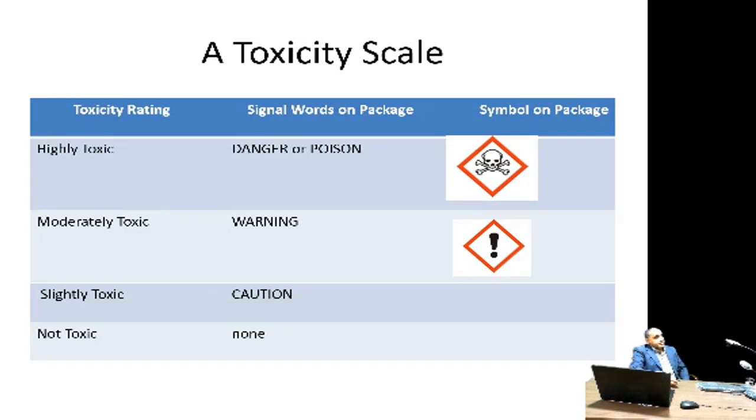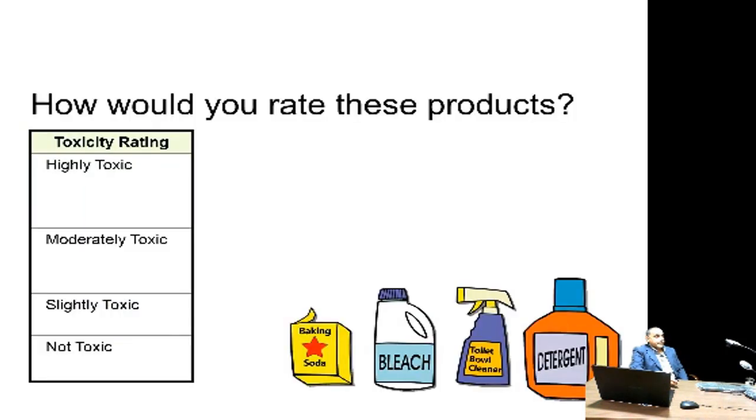Toxicity scale. Toxicity rating: highly toxic, moderately toxic, slightly toxic, not toxic. The signal word on the package: highly toxic gives danger or poison, moderately toxic, warning, slightly toxic, caution, not toxic, none. How would you rate these products?